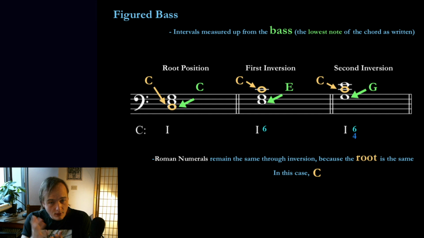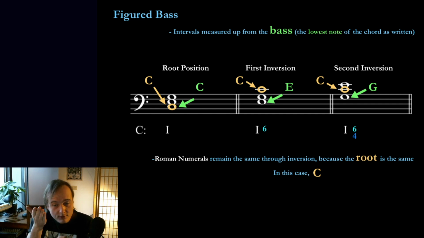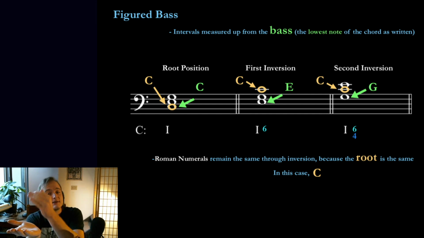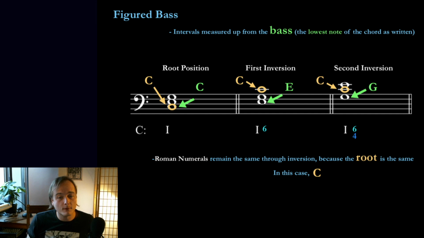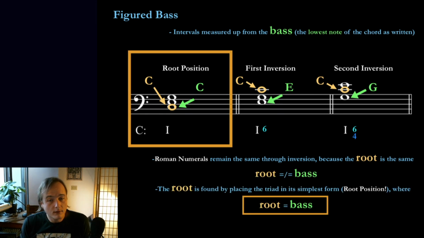Only in root position are the bass and the root the same note. In first inversion, the bass is E and the root is C. It's up there somewhere, a 1/6 away. And then in second inversion, the bass is G in this case, and the root is C, a 1/4 away. So that's the second inversion, 1/6/4 we would call that. So the root is not equal to the bass, except when in root position, where you can find the root in the bass.